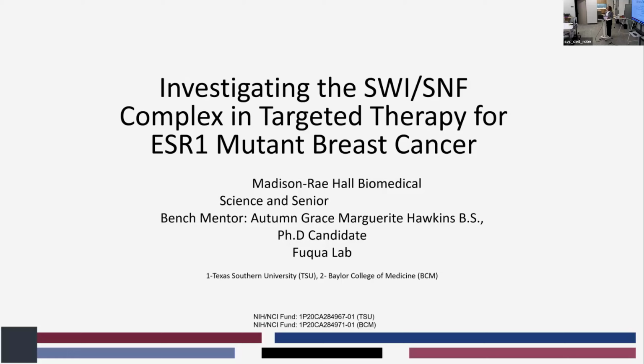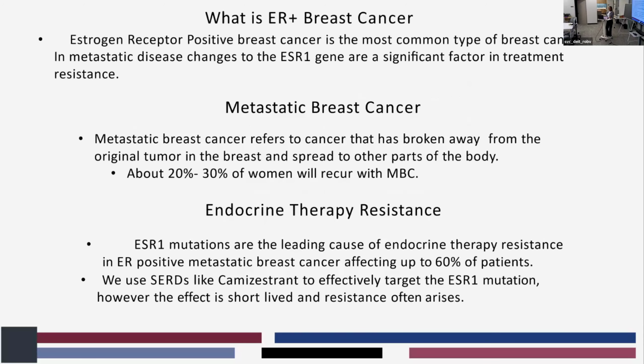Okay, good morning, everyone. My name is Madison Ray Hall. I'm a biomedical science major. I had the amazing opportunity to work with Autumn Hawkins in the PQA lab. My project is called Investigating the Switch-SNP Complex and Targeted Therapy for ESR1 mutant breast cancer. So, what is ER-positive breast cancer? Estrogen receptor positive breast cancer is the most common type of breast cancer and metastatic disease. Changes to the ESR1 gene are a significant factor in treatment resistance. This is also the focus breast cancer subtype in the PQA lab.